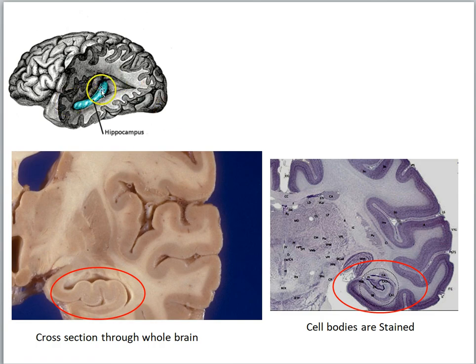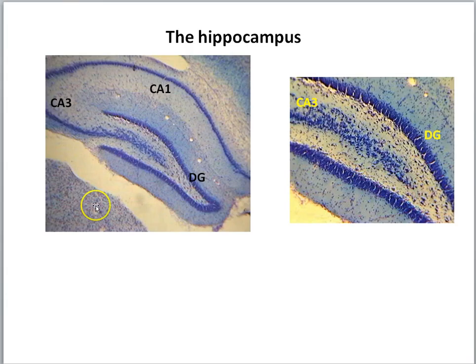Recall the hippocampus resides underneath the temporal lobe bilaterally. Here's a cross-section of the whole brain showing the location of the hippocampus, and here a section of brain has been stained to see cell bodies. Take a look at higher magnification. We can see some structure of the hippocampus. We have fields of cells, the dentate gyrus and CA3 and CA1 cells. In higher power magnification, we can start to see individual cell bodies.